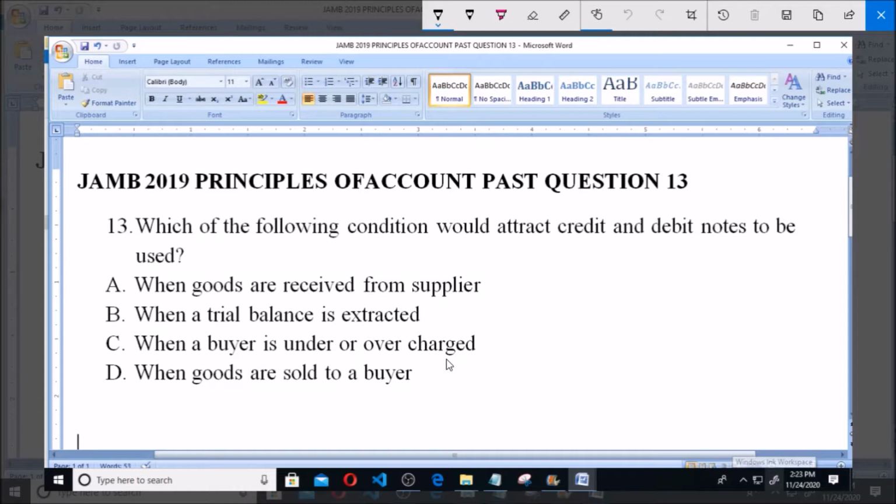2019 Principles of Accounts, past question number 13. It said, which of the following conditions would attract credit and debit notes to be used?